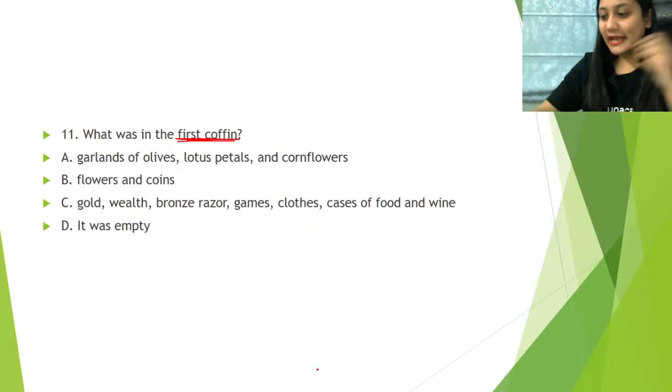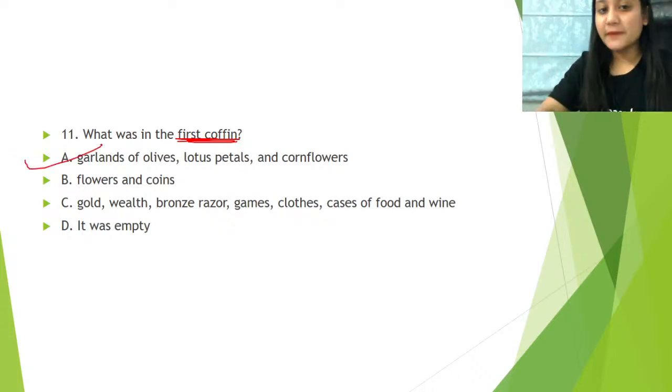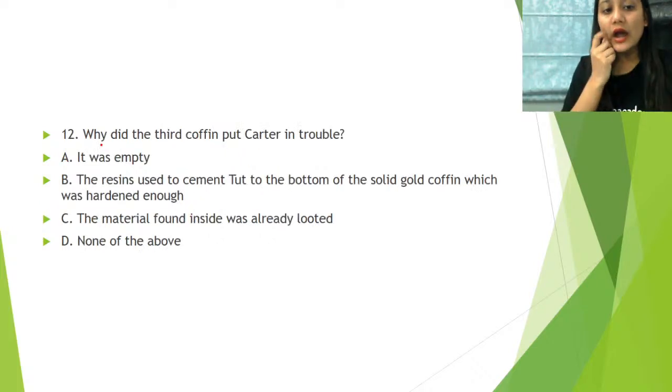Okay. That is incorrect, entrepreneur. They are asking for the first coffin. No, Sujal, that's incorrect again. Nayan, that's the correct answer. Garlands of olives, lotus petals and cornflowers were right there. Yes, Nidhi. Perfect.